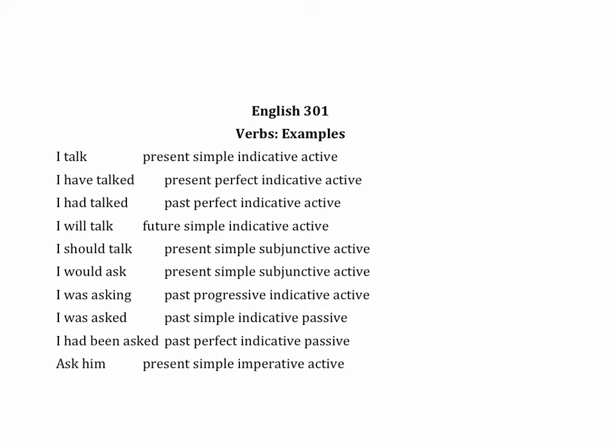Next example, I will talk. This is the future. The future is always indicated grammatically by will. So remember that. If you have a will, you have the future. Future, this is simple. It is a simple action. I will talk. It is a simple action taking place at one specific time in the future. It's indicative because it is a certainty.